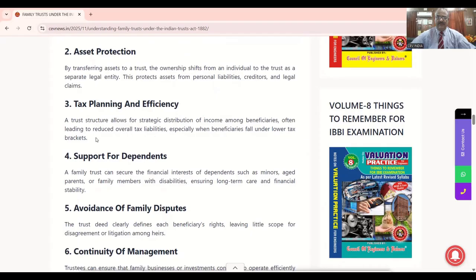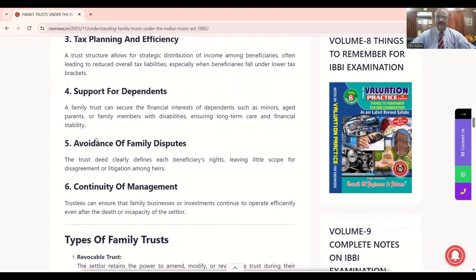जो भी आप प्रॉपर्टी वहां पर ट्रांसफर करेंगे, उससे जो इनकम आएगी वो बेनिफिशियरीज को ट्रांसफर होगी, और अगर बेनिफिशियरीज आर अंडर लो टैक्स ब्रैकेट्स, देन उनको टैक्स लायबिलिटीज भी कम पड़ेंगी. नाउ, सपोर्ट फॉर डिपेंडेंट्स. A family trust can secure the financial interest of dependents such as minors, aged persons, or family members with disabilities, ensuring long-term care and financial stability.